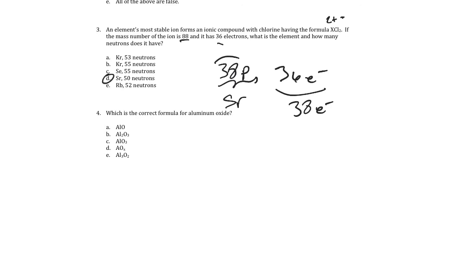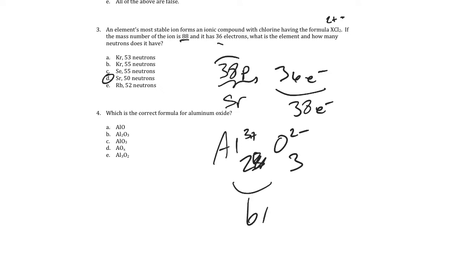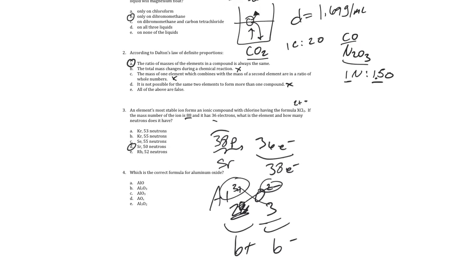Number 4, what is the correct formula for aluminum oxide? Aluminum 3+, O2-, so Al2O3. That balances out the 6+ and a 6-. So you can kind of take your coefficients this way. If you need to balance them out, you can do that. Then we end up with Al2O3 for this one.